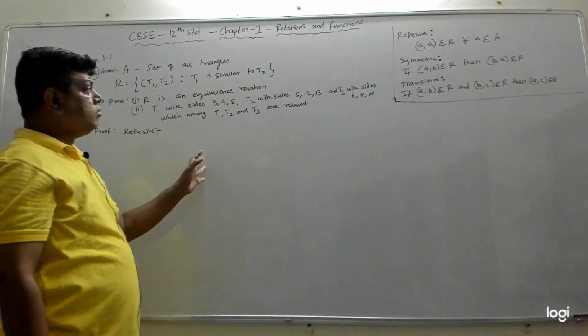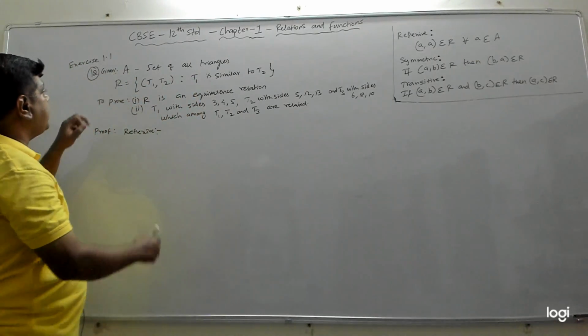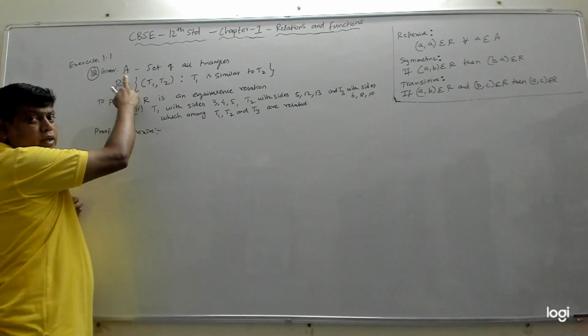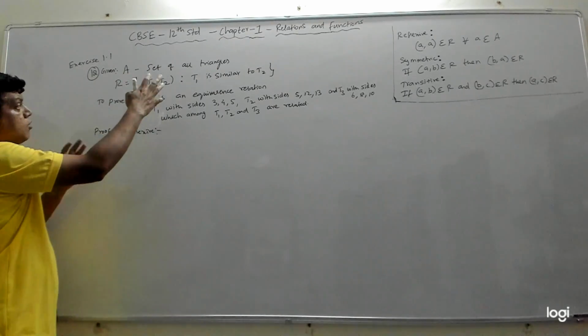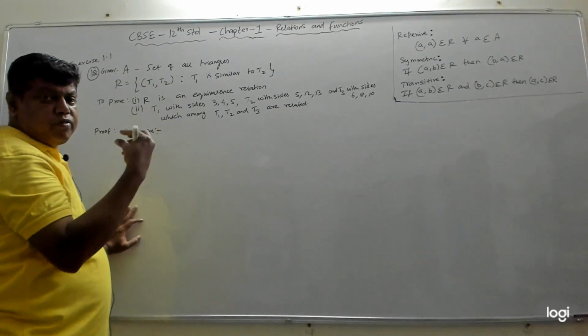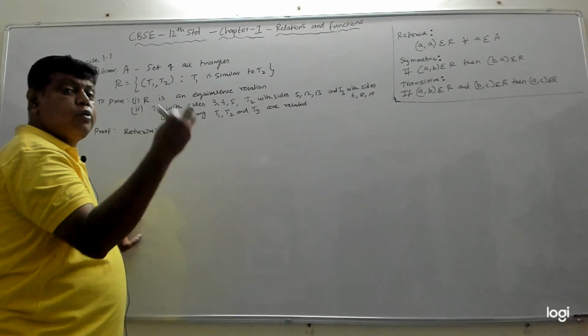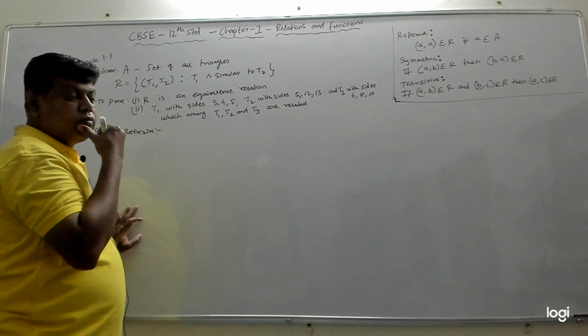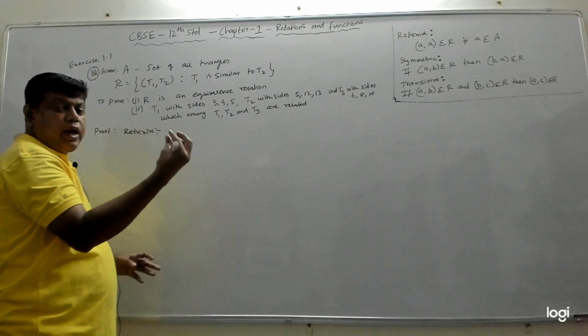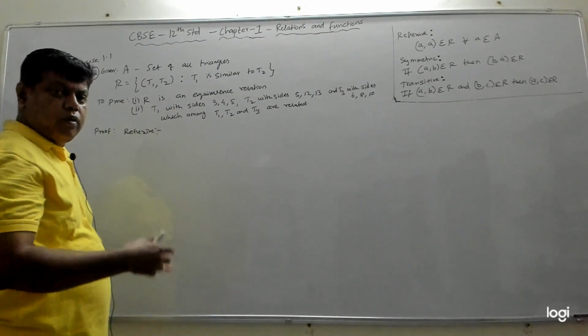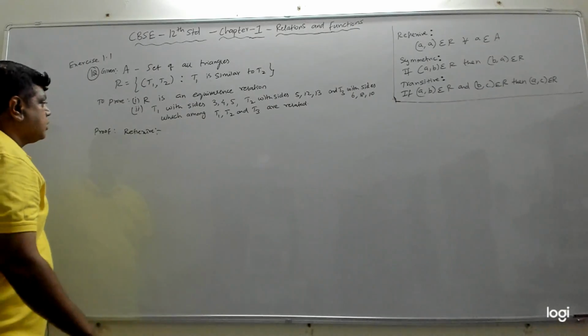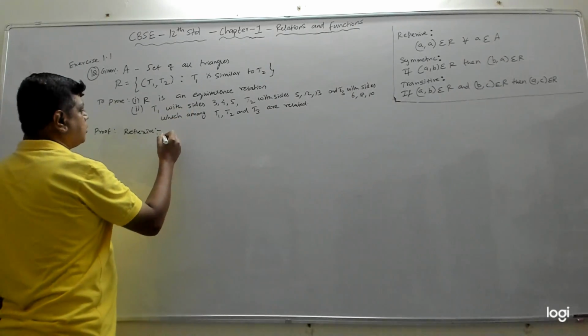Now to prove reflexive, we take any element from A, any triangle, because A consists of all triangles. To take any element from A means we are taking one triangle from A, and we should show that the triangle is related to itself, which means we should show that the triangle is similar to itself, and which is true. A triangle is similar to itself. So that's how we are going to have the proof.